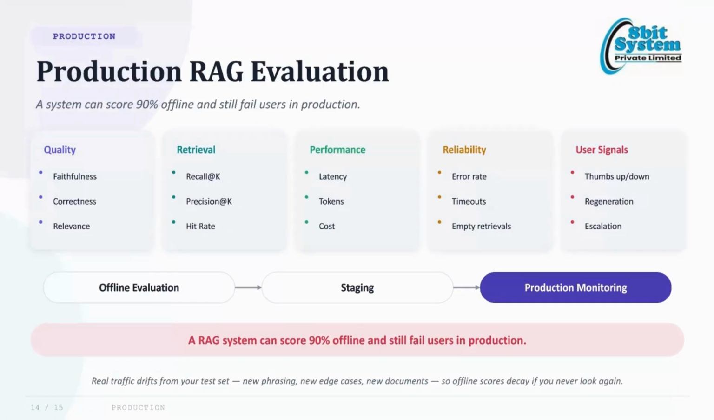Offline testing isn't the finish line. In production, track quality, retrieval performance, reliability, and real user signals like thumbs down and regenerations. A system can score 90% offline and still fail real users because real traffic drifts from your test set. Production monitoring is what tells you the truth.